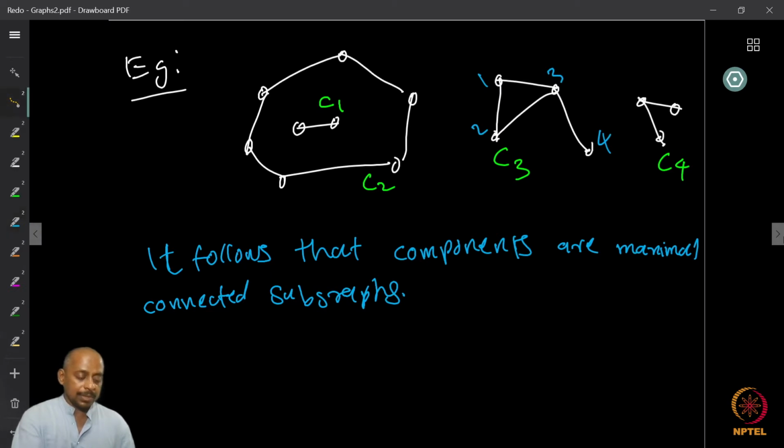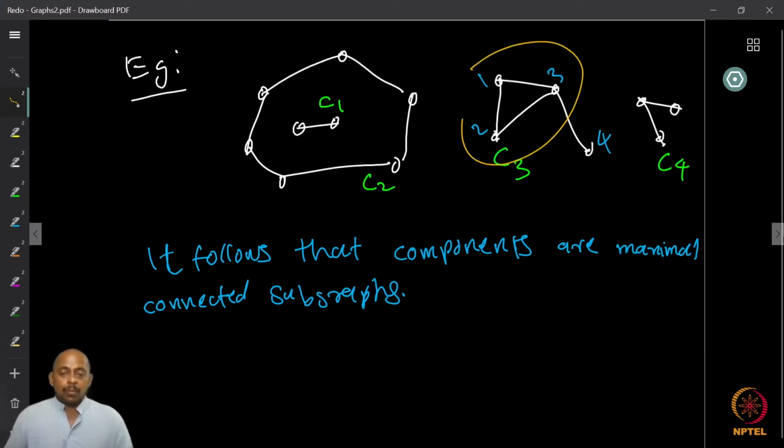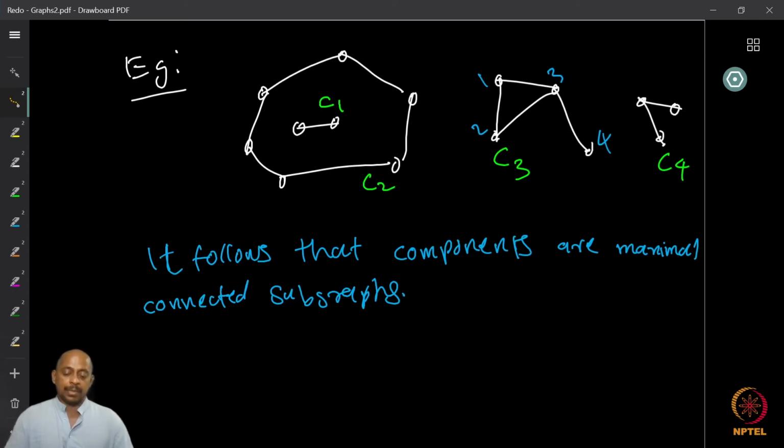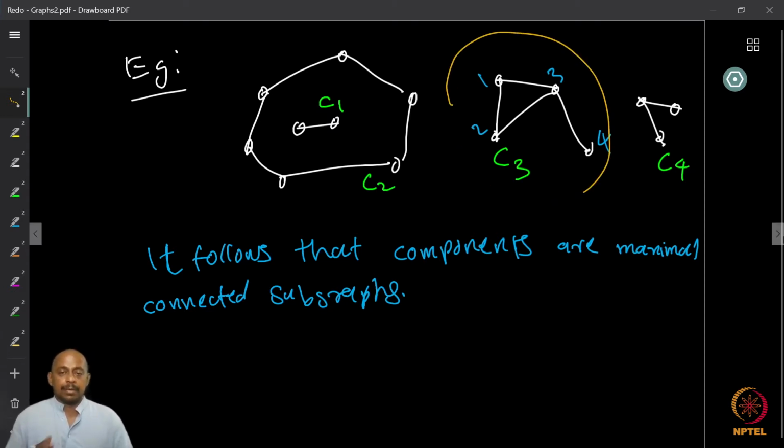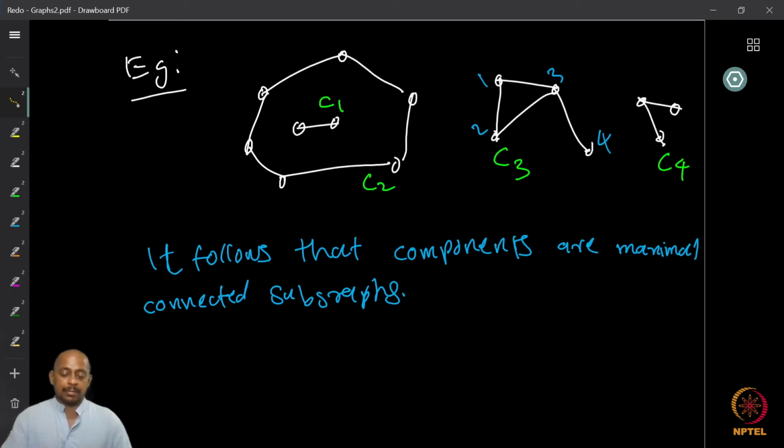What I wanted to emphasize is that 1, 2, 3 here is, for example, a connected subgraph, but it is not a component because it is not maximal. Because 4 is also reachable from any of these, and similarly, any of these are reachable from 4. Therefore all these 4 vertices form a component, where any subset of that is not a component. Similarly, C1 is a component by itself, C2 is a component by itself, C4 is a component by itself.